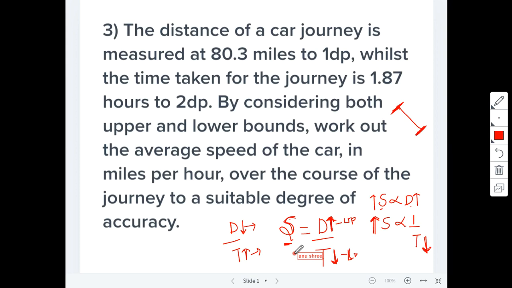So in short, what you have to remember: if you are calculating the upper bound of anything where you have to divide in a formula, the numerator is always the upper bound and the denominator is the lower bound. And if you are calculating the lower bound of something, the numerator is the lower bound and the denominator is the upper bound. Can you remember this? Is it clear now?